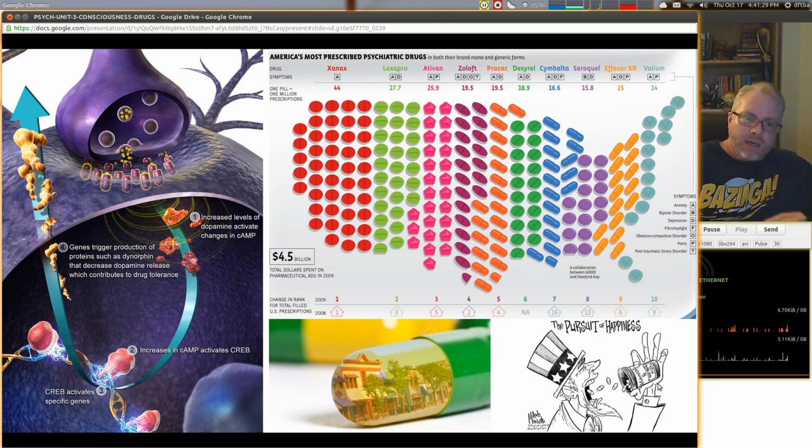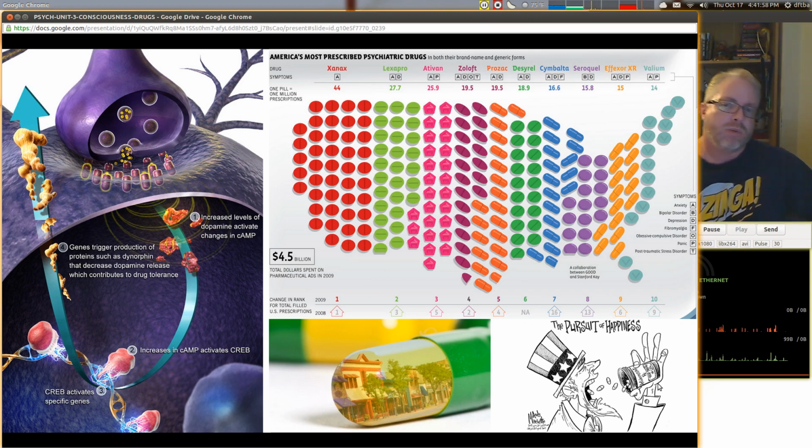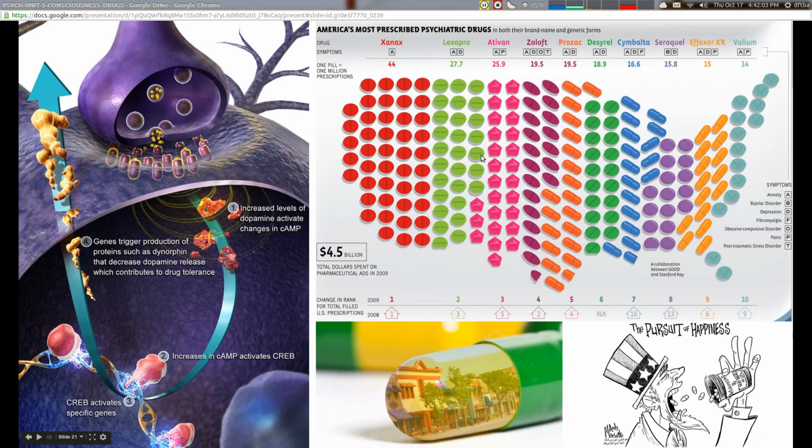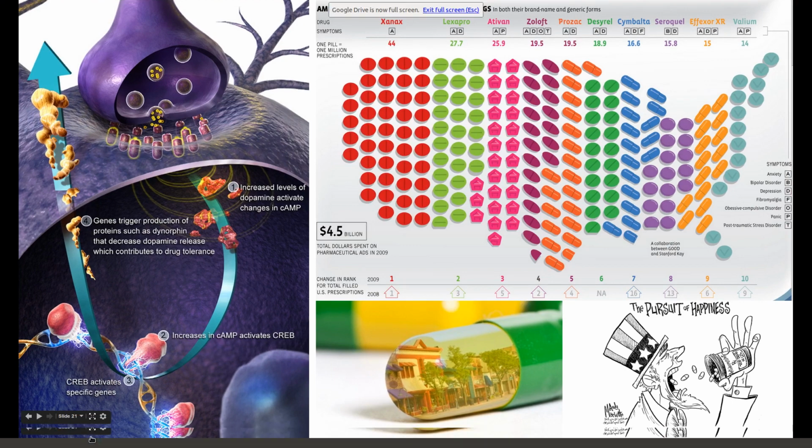The last slide I wanted to look at here is on the left. You see some of the qualities of what drugs are going to potentially do: increased levels of dopamine, or activating changes. Genes trigger production of proteins. Along the road there, you've got these different activations and specific genes being activated. But looking at the map of the United States, this is a good one to pull up full screen, and I will do that here so you can see it better.